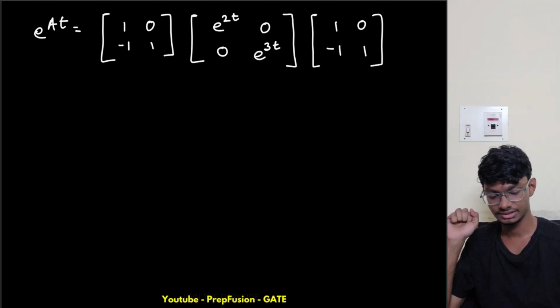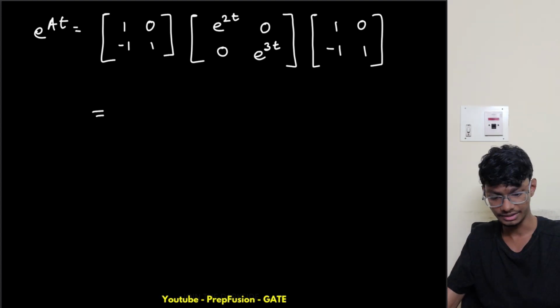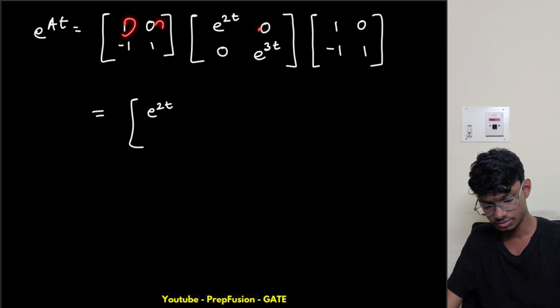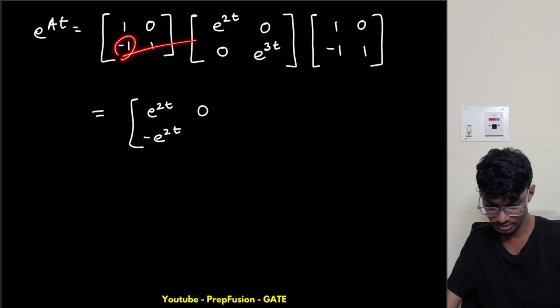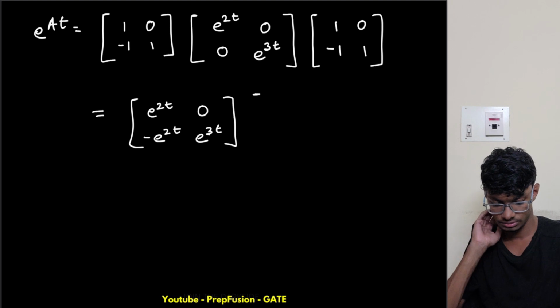So yeah, this is basically the matrix. Now I will simply do the multiplication and solve it. This is 1 times e raised to power 2t, 0 times 0, so this is e raised to power 2t itself, and this is 1 times 0, 0 times 0, so this is 0 itself. This is minus 1 times e raised to power 2t, 1 times 0, so minus e raised to power 2t, and this is minus 1 times 0, and 1 times e raised to power 3t, so this is e raised to power 3t.